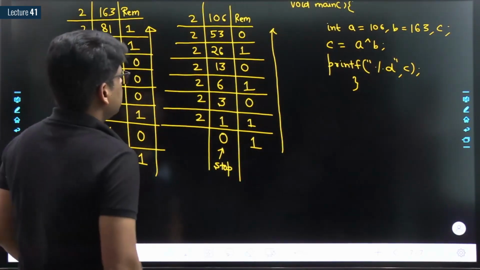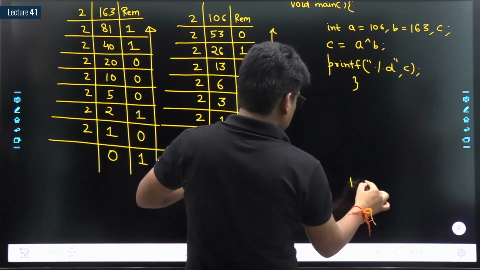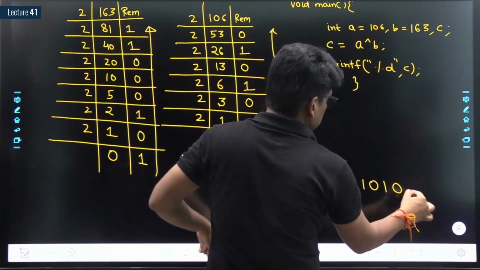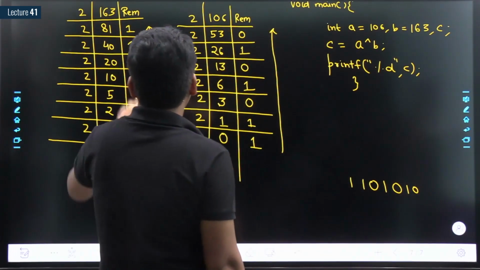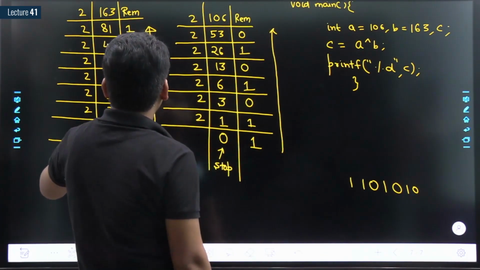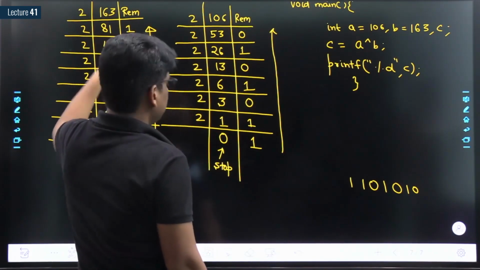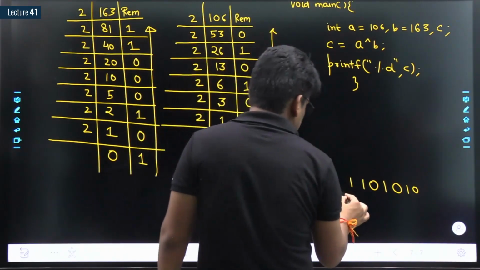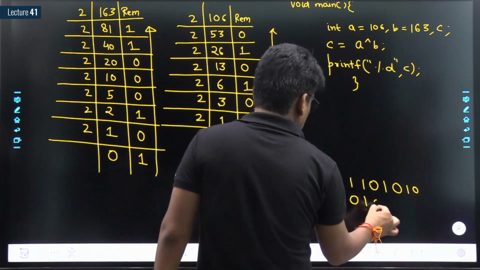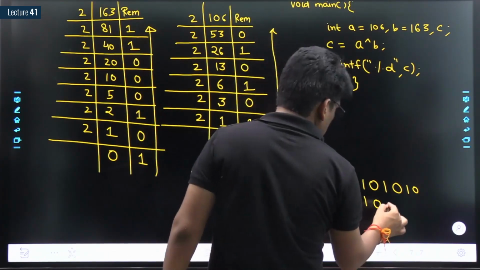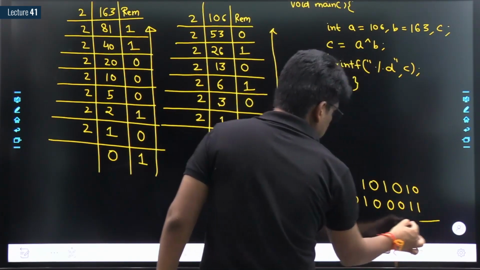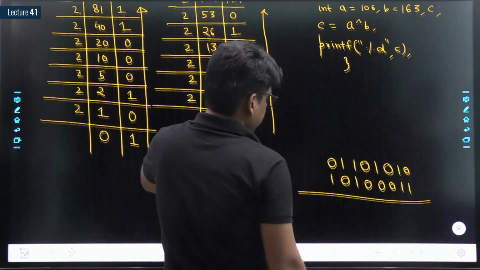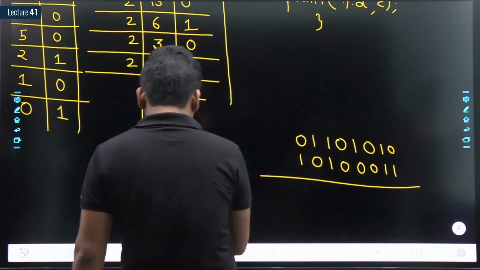Let me write them. Sir, 106, that is 1101010, 7 bits. But sir, here 10100011, that means 8 bits. Sir, these are 7 bit and now 8 bits, that is 01101010 and 10100011. Sir, 8 bits, 7 bits, append a 0. Okay. Sir, let me perform the XOR.